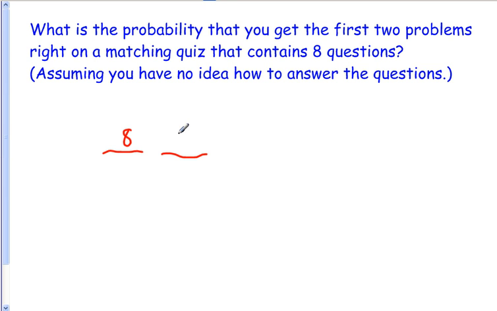And then on my next one, I have 7 choices. So this would be considered a dependent event, because if I selected A, then I can't select A again. It would be kind of silly to do that because it's a matching one. You're not going to match up the same definition with 2 different words. So this would be a dependent event. This also ends up being a permutation. So it would be 8 times 7, which is 56 ways to answer the first 2 questions on a matching quiz with 8 questions.